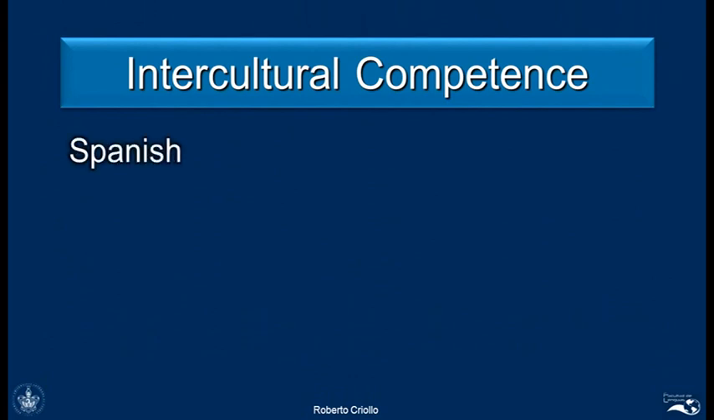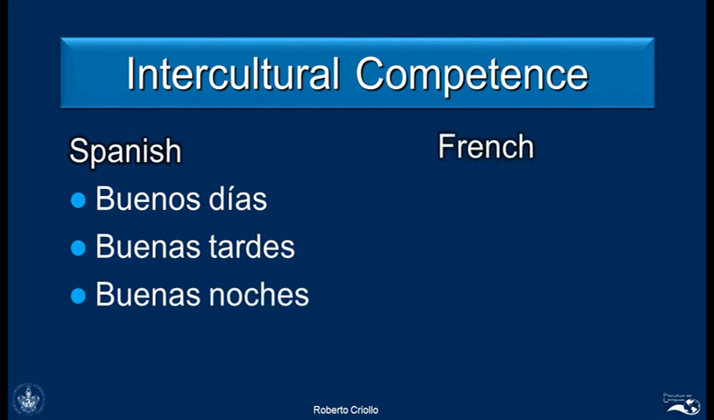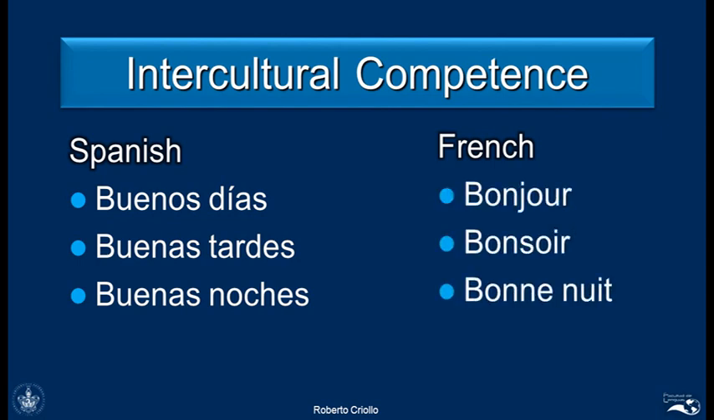So let's take a little example about what intercultural competence is. If we look at a language such as Spanish, we have words to greet each other like buenos días, buenas tardes, and buenas noches. If we look at French, we have exactly the same types of words or expressions to greet people. The equivalent of buenos días will be bonjour, and the one of buenas tardes will be bonsoir, and the one of buenas noches will be bonne nuit.